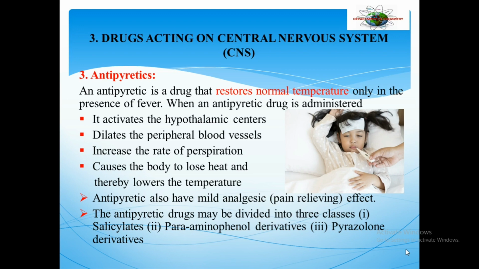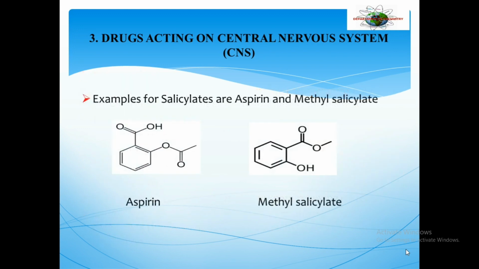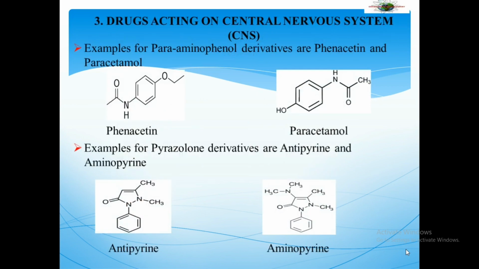The antipyretic drugs may be divided into three classes: salicylates, para-aminophenol derivatives, para-zolone derivatives. Examples for salicylates are aspirin and methyl salicylate. Phenacetin and paracetamol are the examples of para-aminophenol derivatives.